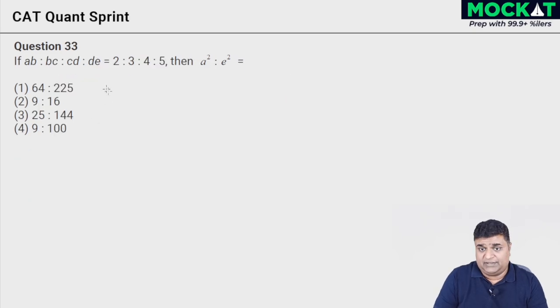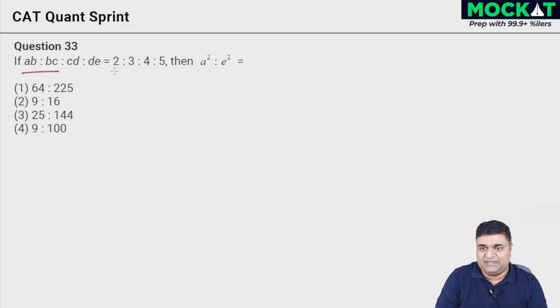On to question 33. AB is to BC is to CD is to DE is 2 is to 3 is to 4 is to 5. Then what is A square is to E square, the first and the last terms? Are they linked up directly? No. This gives me AB is to DE. Now what about adjacent terms? What does this give me?